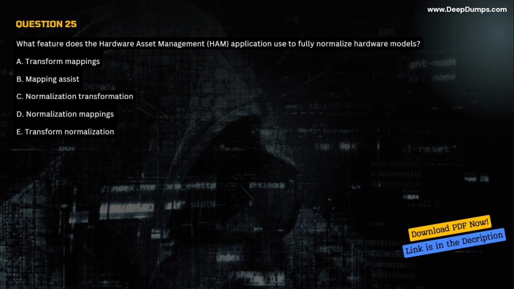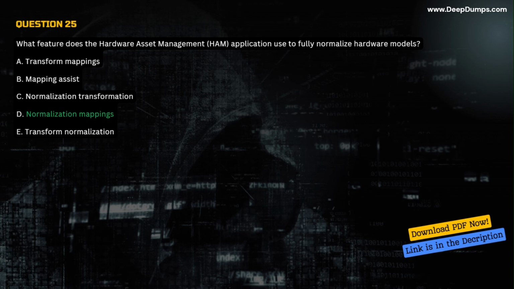Question 25. What feature does the Hardware Asset Management (HAM) application use to fully normalize hardware models? A. Transform mappings. B. Mapping assist. C. Normalization transformation. D. Normalization mappings. E. Transform normalization. Correct answer D.